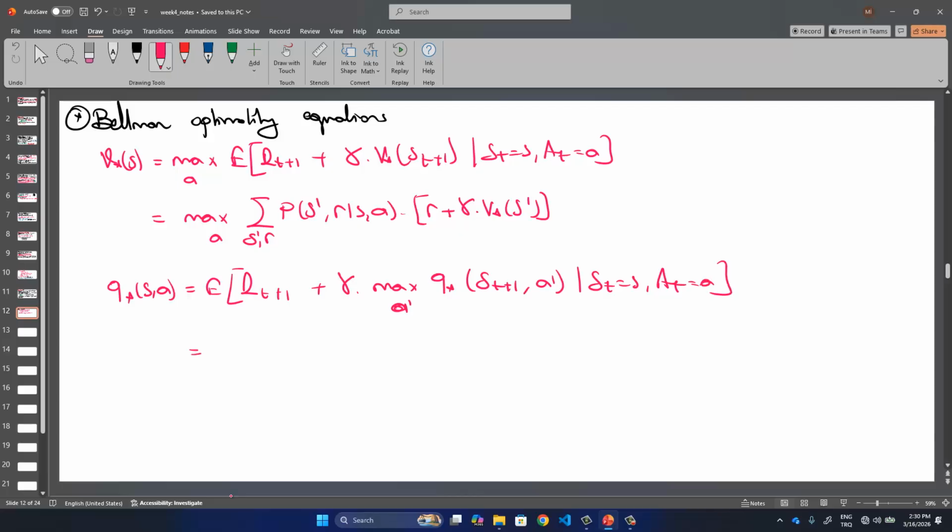Okay, and so it is seen in the probabilistic domain just like this one, not a maximum value right now, just sum over S prime, R, p(S prime, R | S, A), R plus gamma times the maximum over A prime of Q star(S prime, A prime). Okay? This looks complex, but it's not. Just simple.